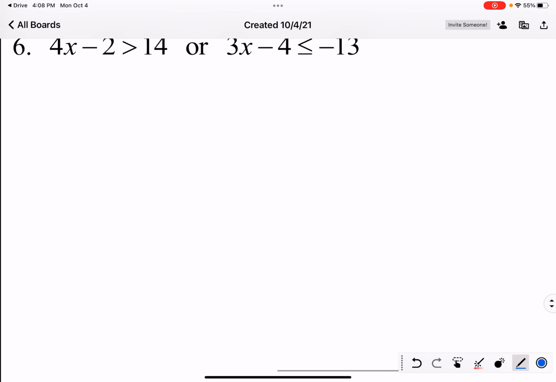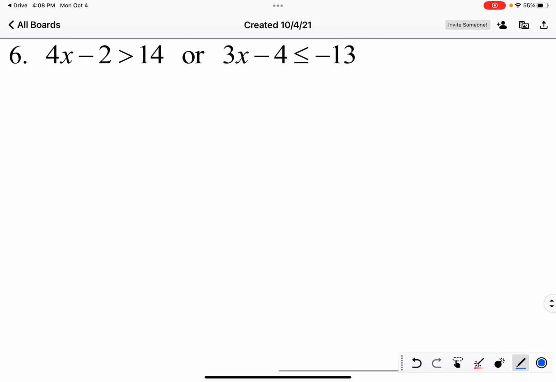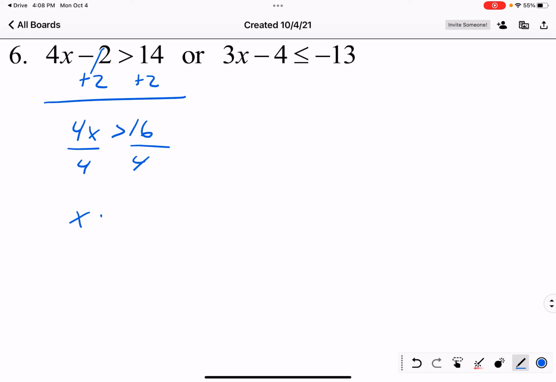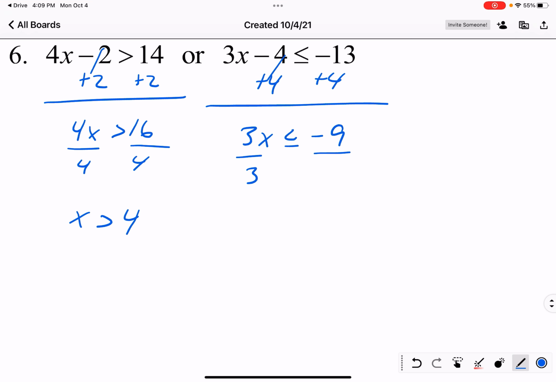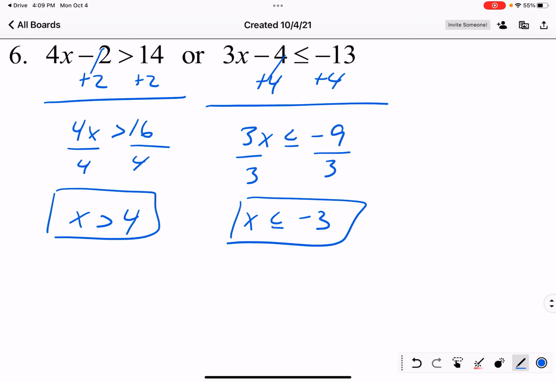Okay, so this one is an OR. Algebraically, it'll work similarly. So we'll add 2 to both sides. So we get 4x is greater than 16. Divide both sides by 4. So we'll get x is greater than 4. Similar idea on this one. So we get 3x is less than or equal to -9. Divided by 3, no flipping because the 3 is positive. So we have either this or this.